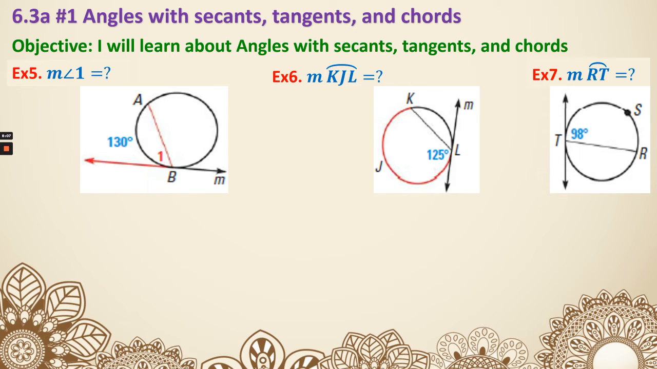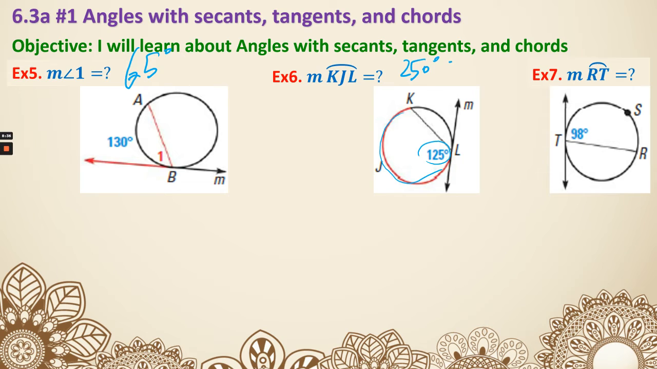Example 5. The measure of angle 1 is what it's asking for. The arc being intercepted is 130, so that means this would have to be half of that, which is 65 degrees. Next, arc KJL. Well, the angle is right here, 125 degrees. All I need to do is multiply by 2. That is going to be 250 degrees.